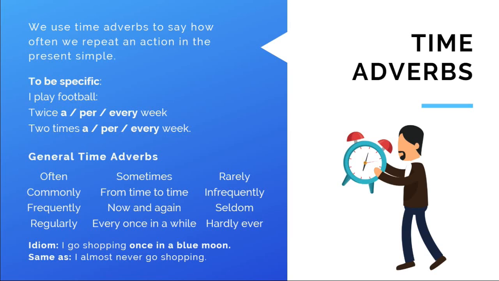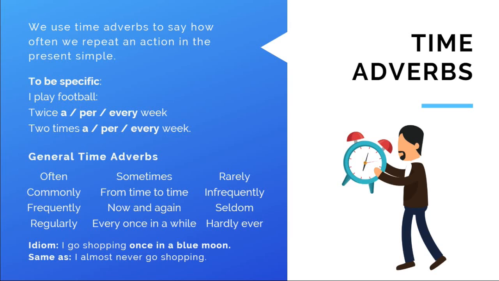Notice when I use a here, I say twice a week, not twice a week. It is very common here instead of a because it's not a stressed word, not in this case. Twice a week, twice per week, twice every week. Or 2 times a week, 2 times per week, or 2 times every week. Okay, so you can say twice or 2 times, 3 times, 4 times, 5 times, blah, blah, blah.